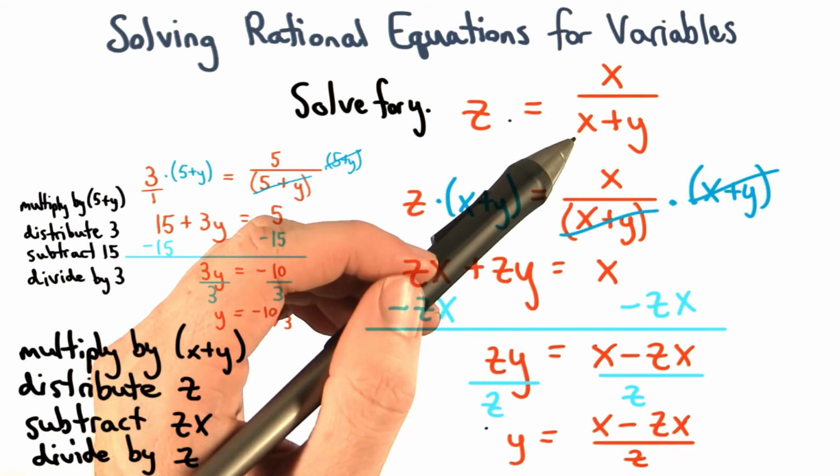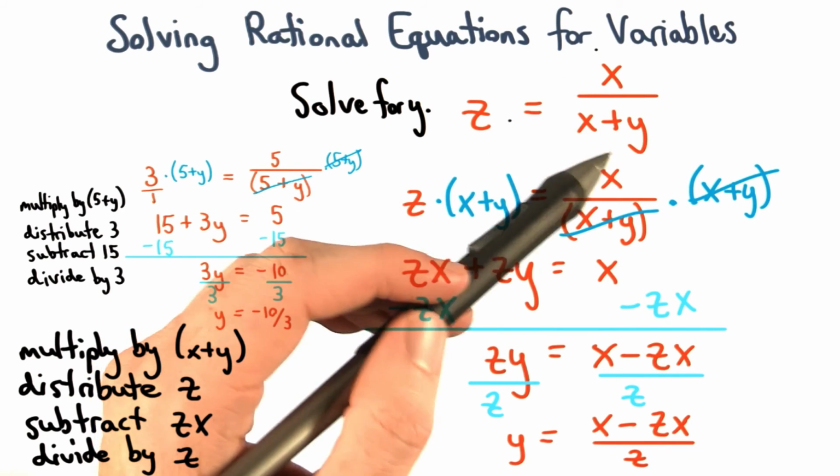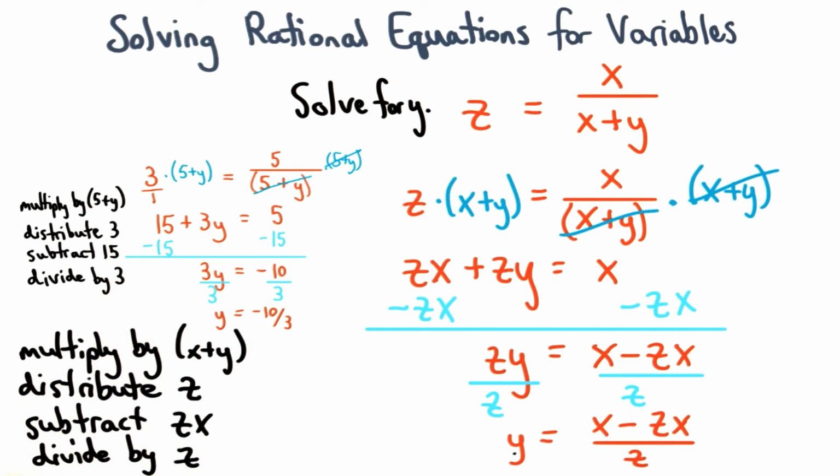If I knew the values of x and y, I could quickly compute the value of z. But maybe instead I really want to find the value of y. If I know the values of x and z, I can quickly find the value of y by plugging into this equation.